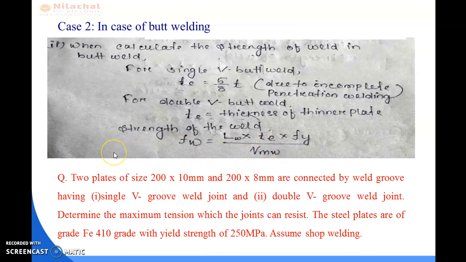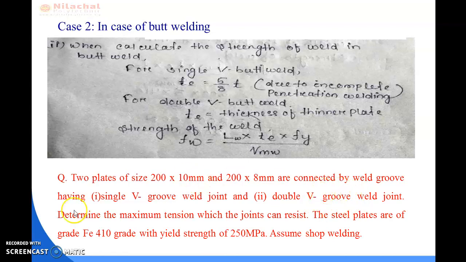So now we will solve a problem on butt welding. Here is a problem in which two plates of size 200 into 10 mm and 200 into 8 mm are connected by weld grooves: the first one is a single V groove weld butt joint and the second one is a double V groove weld joint. So your butt weld is also known as groove weld, don't be confused. Butt weld means groove weld.